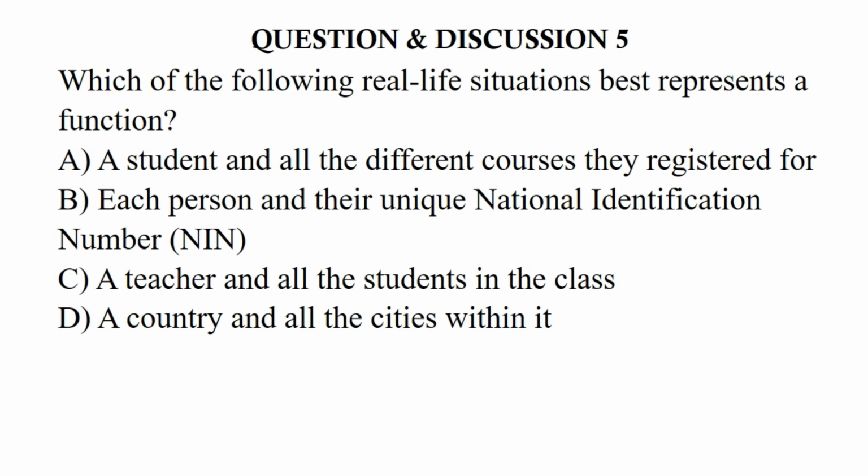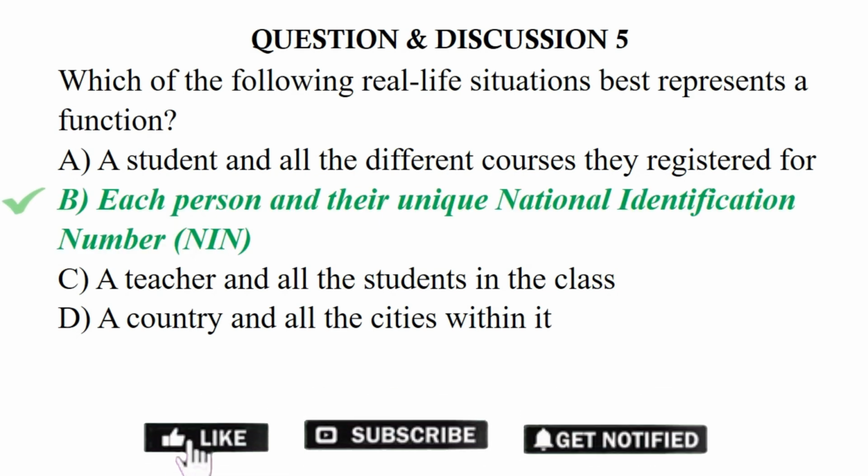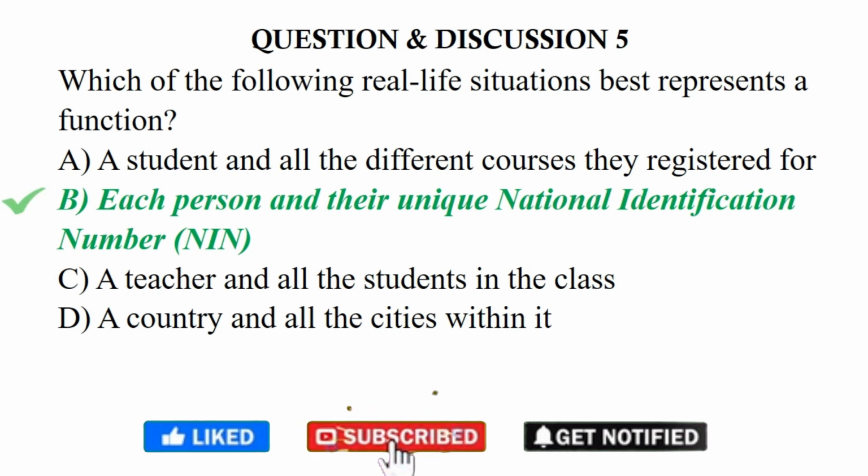In option A, a student can register for many courses, so one input has multiple outputs, which is not a function. In option C, a teacher can have many students, meaning one teacher links to several outputs, also not a function. In option D, a country contains many cities, again multiple outputs. Only in option B, each person has one unique number, ensuring one-to-one correspondence.